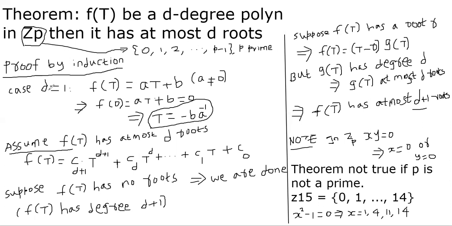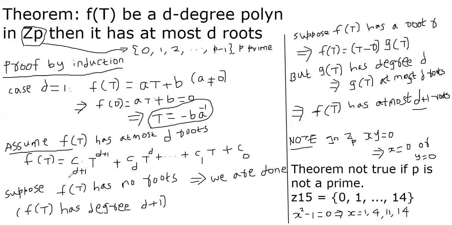Now let's assume that f(t) of degree d has at most d roots, and prove the scenario that if you have a d plus 1 degree polynomial, it will also have at most d plus 1 roots. That's basically the induction principle. So we assume a d-degree polynomial has at most d roots, and prove that in the case that f(t) is a d plus 1 degree polynomial, it has at most d plus 1 roots.